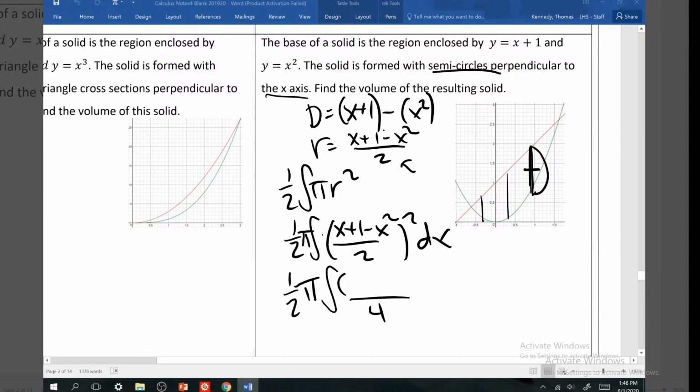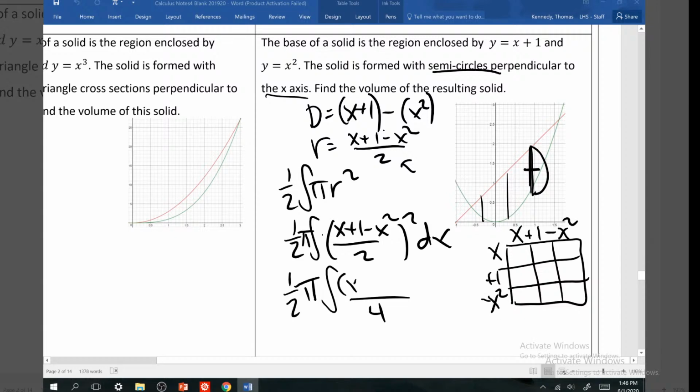And the top is, and this is where things get a little hairy. I'm going to do a big box method to multiply this out, x plus 1 minus x squared, and x plus 1 minus x squared, like so. So, x squared, x, negative x cubed, x, 1, negative x squared, negative x cubed, negative x squared, and x to the 4th.